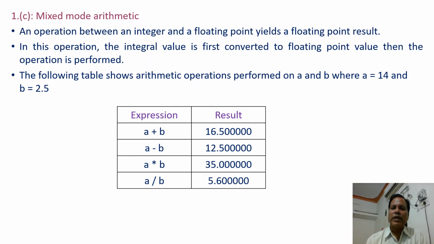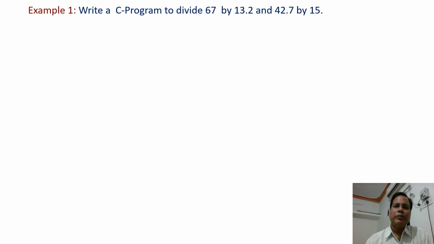In a similar way, A minus B yields the result 12.500000. A times B results in 35.000000, and when A divided by B, it gives the output 5.600000. Now let us discuss mixed mode arithmetic through an example.